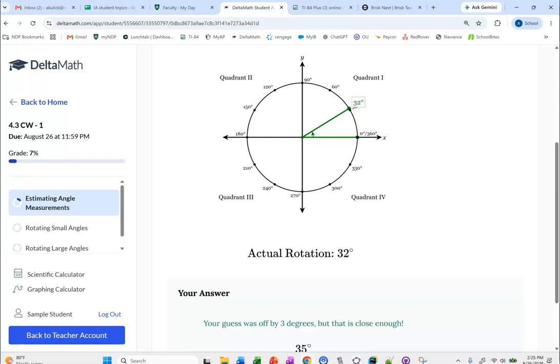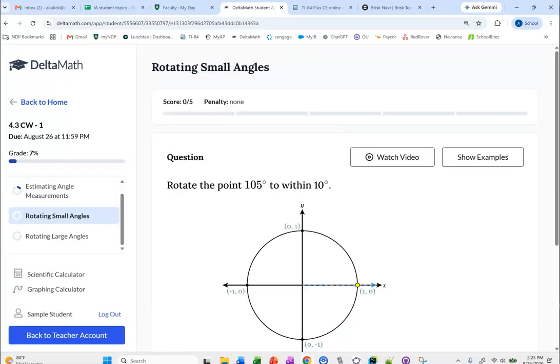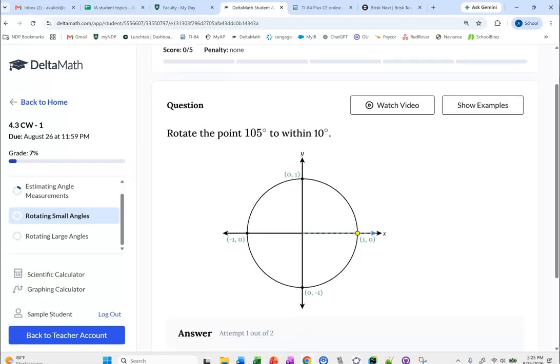Some of them will be like 126 degrees. Some of them could be like 309 degrees. Is everybody okay with what we're doing here though? Okay, just using your eyeballs and making an estimate. Here it says rotate the point 105 degrees within 10. So again, I'm grabbing this yellow circle and I'm rotating. So here's 90 and then maybe 15 degrees more.